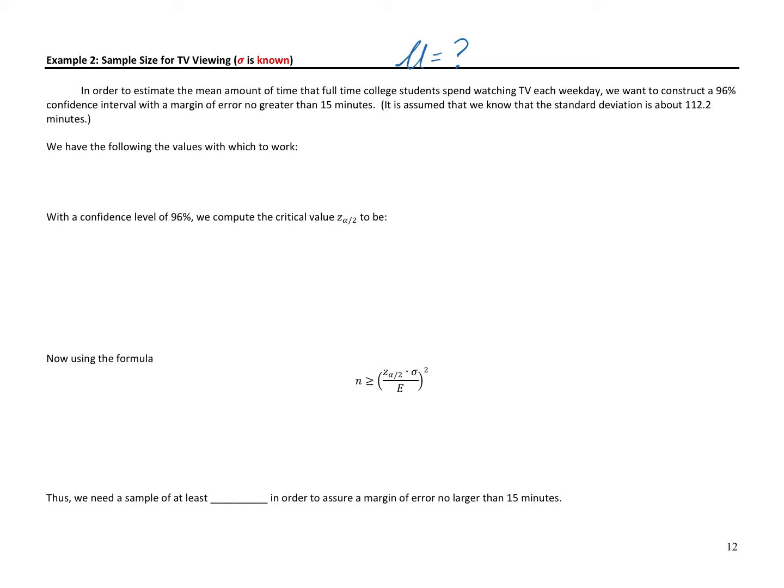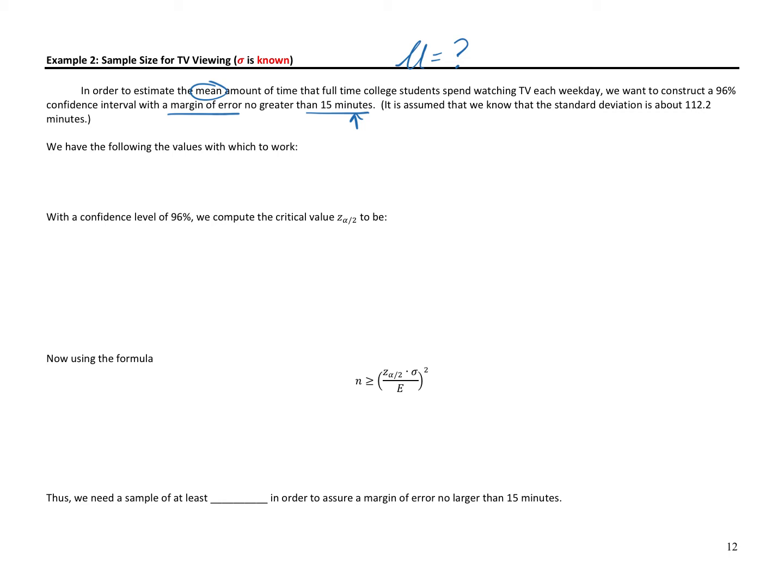We want to make sure that our margin of error is no greater than 15 minutes. I want you to keep in mind that the margin of error here is in minutes, and that's because the unit for the mean is also in minutes. So you want to make sure that the units of your margin of error match up with the unit for your population parameter. Okay, so I'm going to start by writing down everything that I have.